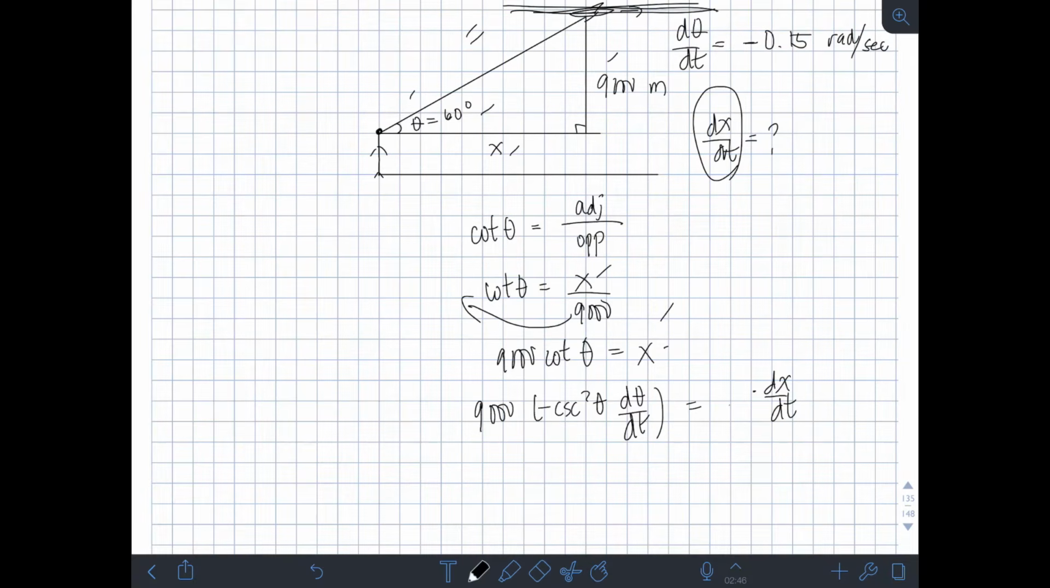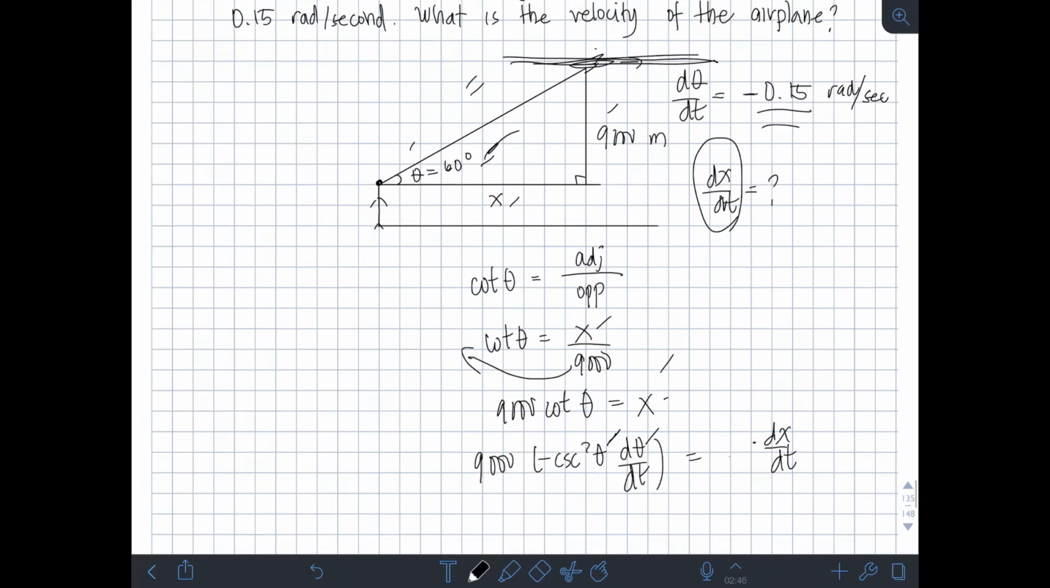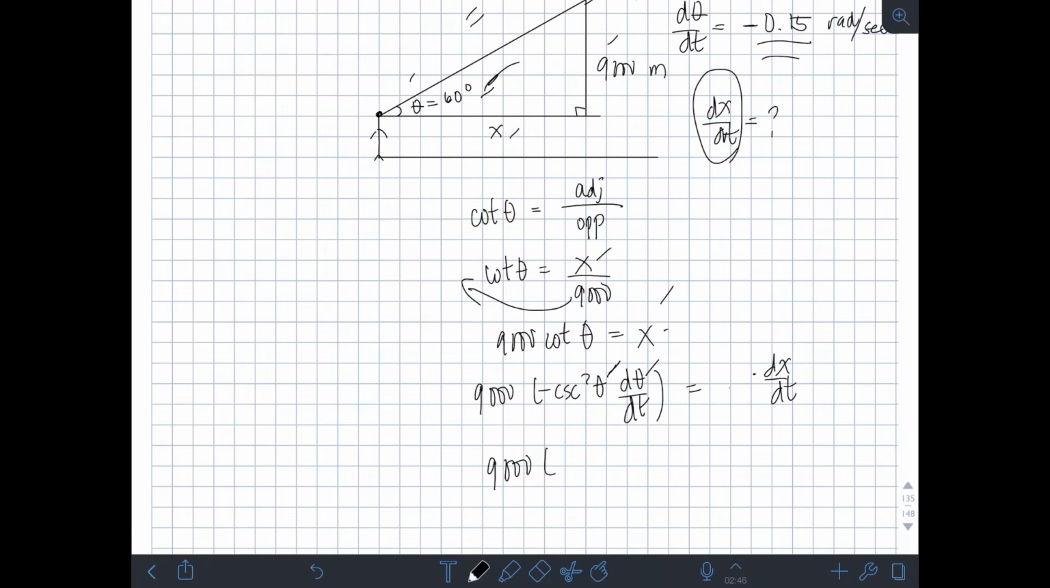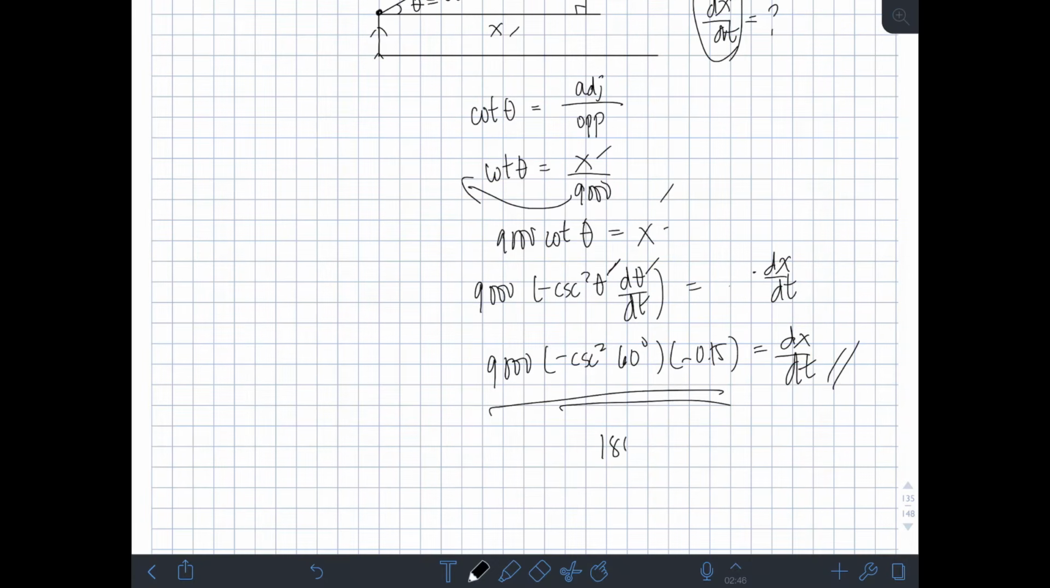So, meron naman na tayong value ng theta, which is yung given is 60 degrees, right? Tapos, meron tayong d theta over dt, which is negative 0.15. So, plug in na lang natin. So, we have 9,000 times negative cosecant squared 60 degrees times d theta over dt, negative 0.15, equals dx over dt. So, masasolve na natin si dx over dt. So, anong value nito? Using calculator, it is 1,800 meters per second.